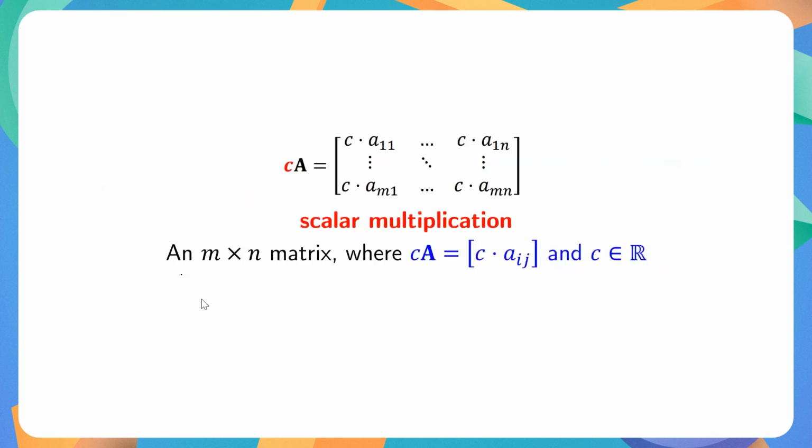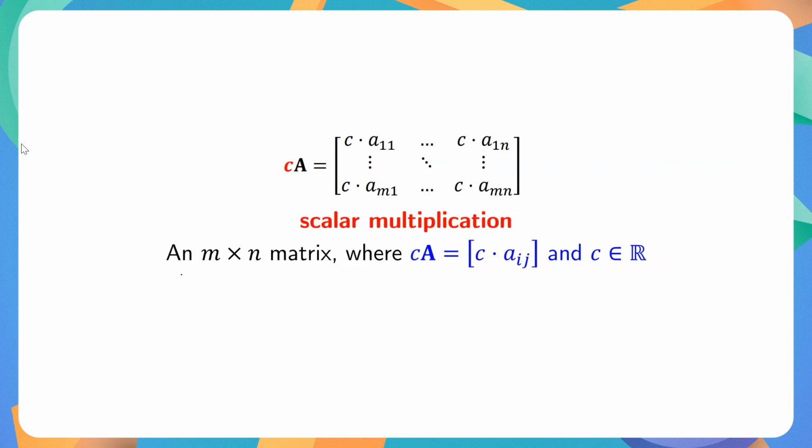Next, we have scalar multiplication, wherein it is an m by n matrix, where C times A is equal to every element in the matrix being multiplied by C, where C is any real number. So you're basically broadcasting the scalar to every element and multiplying them accordingly.